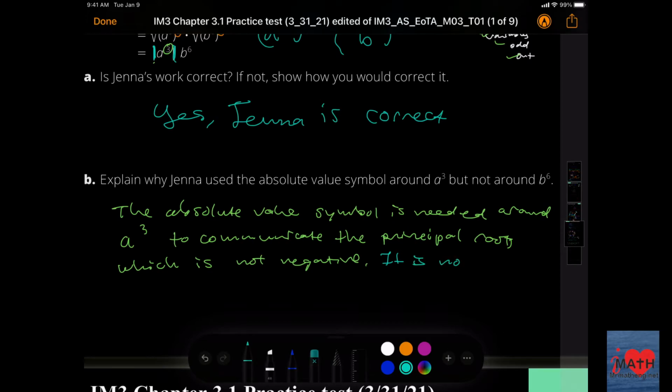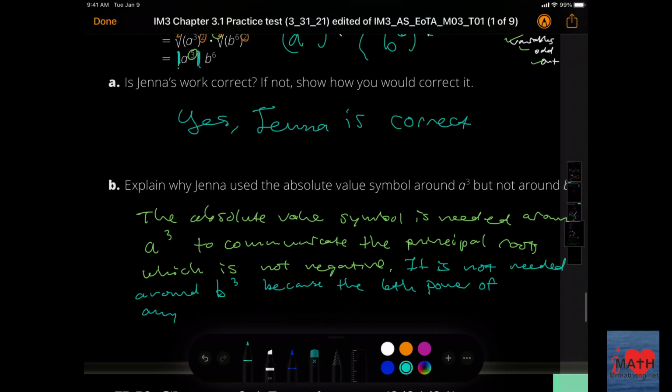It is not needed around b to the 6 because the sixth power of any real number is non-negative, and I can explain why.